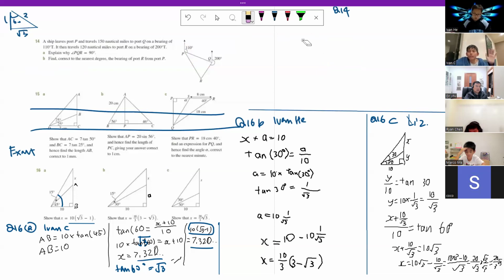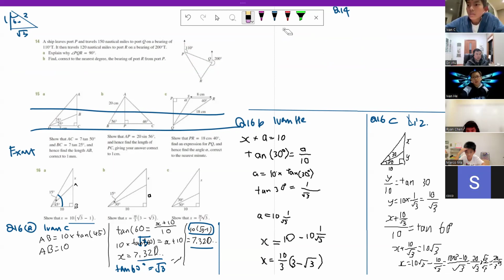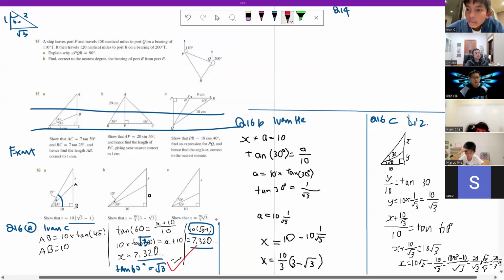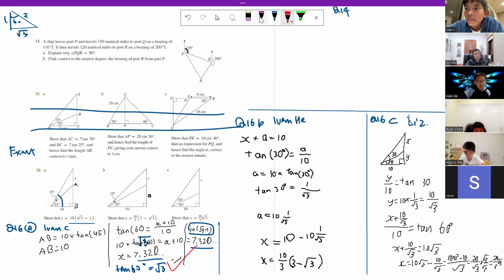Yeah. All right. So Ivan C, you just need to work out the 90 degrees. I think that one is a good one. You show us. So basically, draw it. This angle over here and this one are co-interior. Excellent.